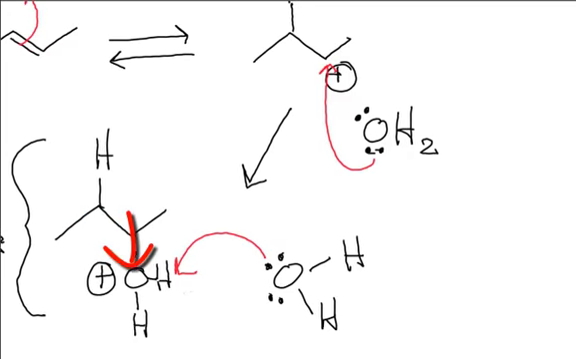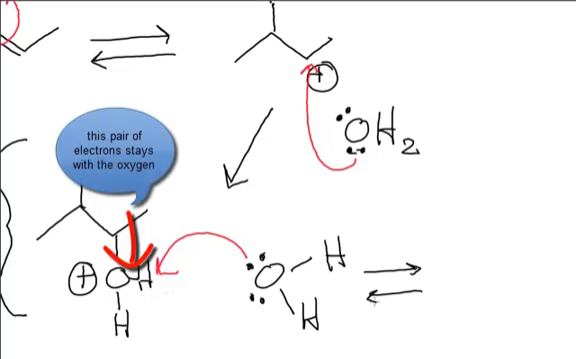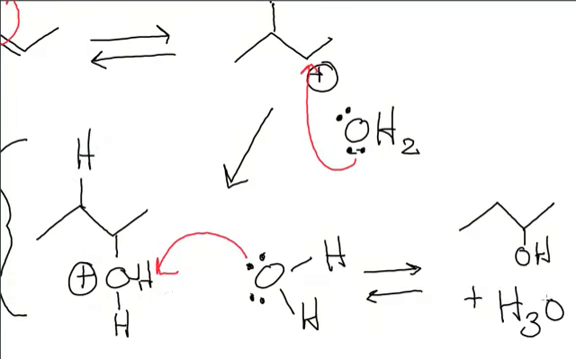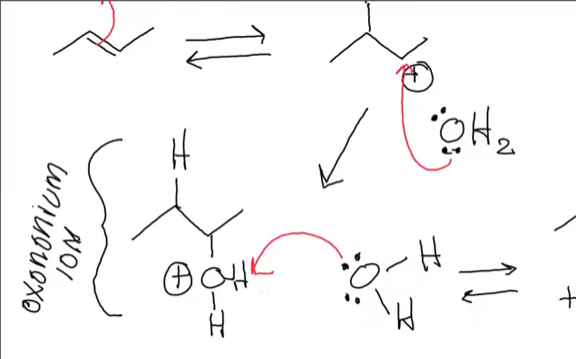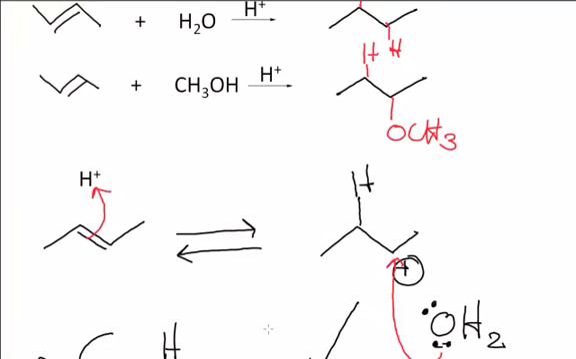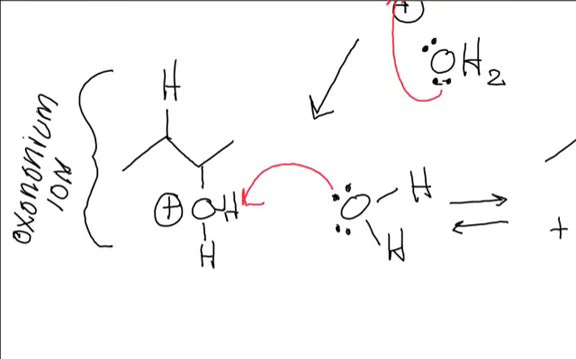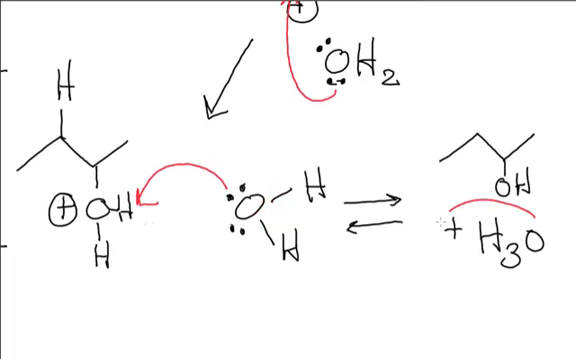And what's going to happen next? I'm going to generate my alcohol product plus H3O+. You'll recall that because this reaction is acid catalyzed, I started with H+. Let me go back to the beginning of this reaction. We started with H+ right here, and I said that that could be H+ or that could be hydronium ion. And we're regenerating hydronium ion. So the H+ is not being consumed, it's just being used as a catalyst.